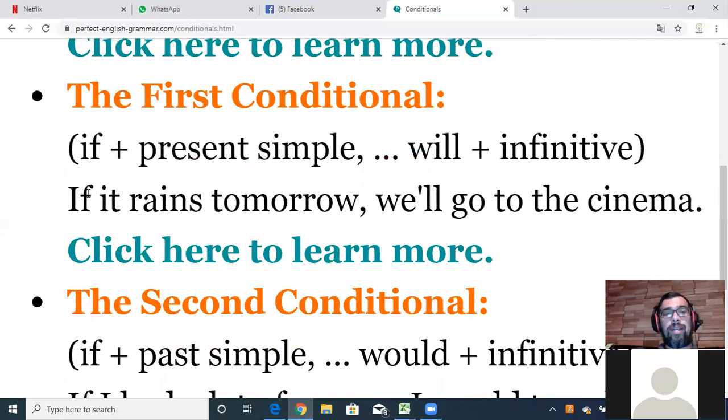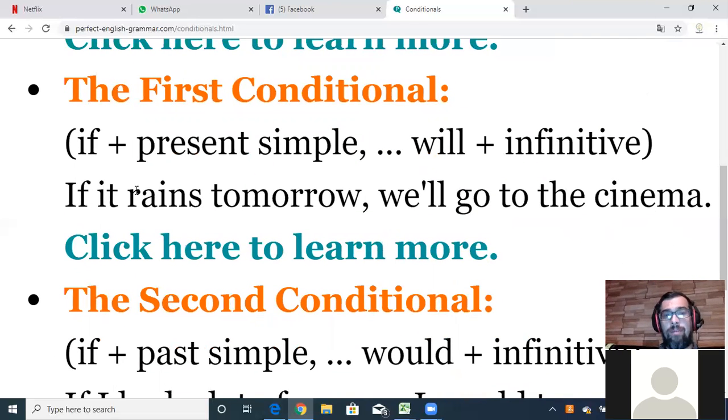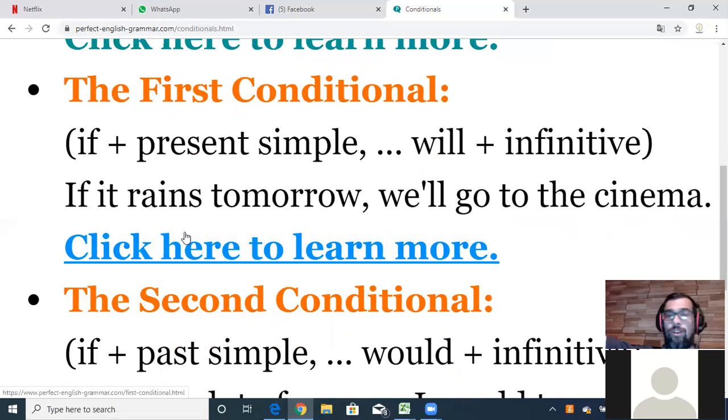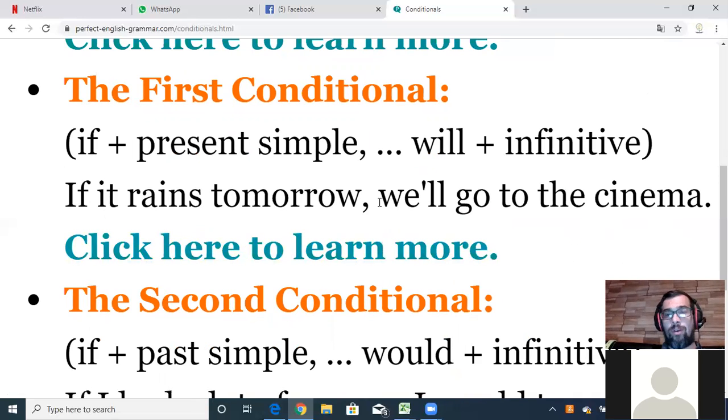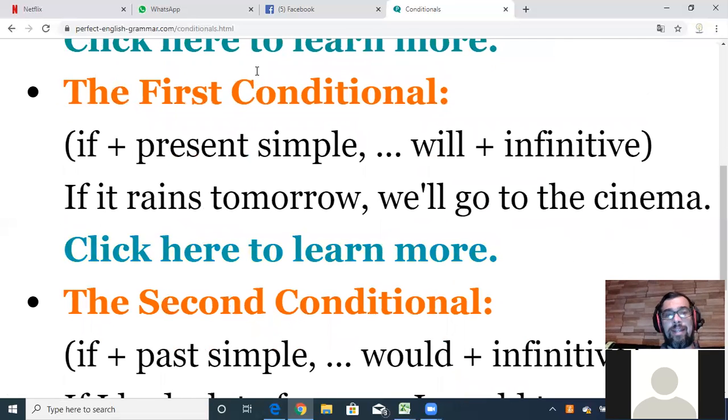First conditional is still simple present, will, and infinitive. So it's just for possibility in the future, right? So if I say if it rains tomorrow, we'll go to the cinema. Can you give me a very quick example of the first one?